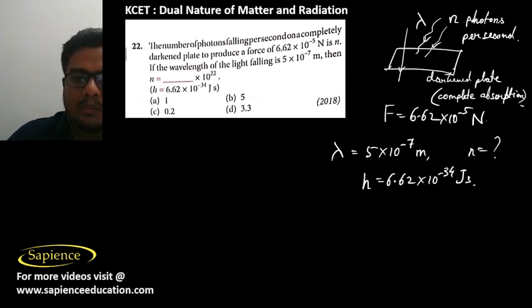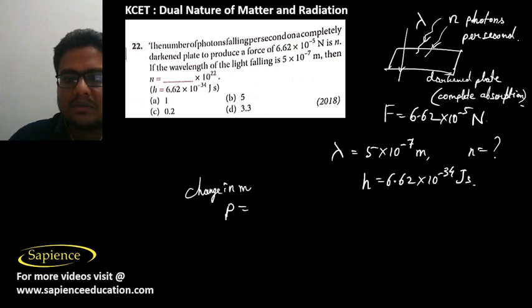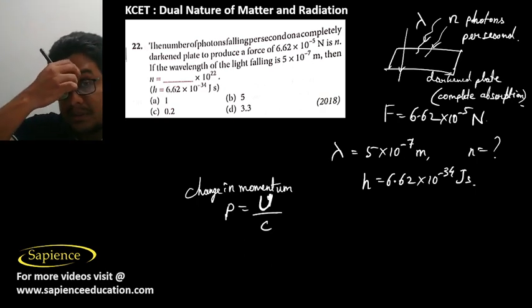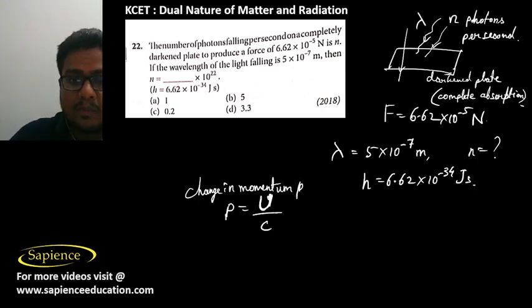Now the change in momentum of the plate for complete absorption is given as U by C, where U is the energy of the photons per second. So this is the change in momentum per second, that is equal to the force actually, that is E by T. So that is also U by C into 1 by T. So that is the force.